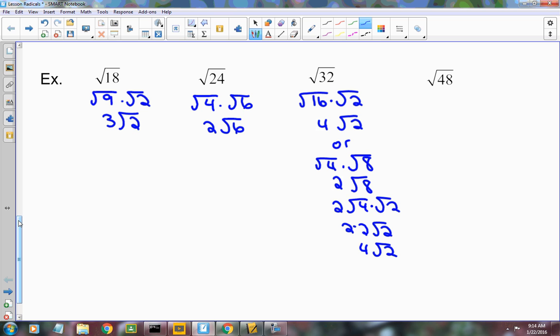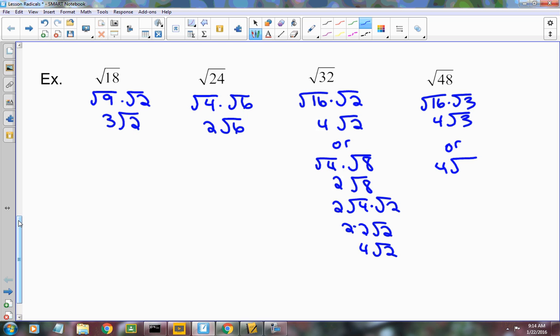What about 48? But 6 and 8, neither one of those are perfect squares. Okay, 16 and 3 is your biggest, right? Which would be 4 radical 3. What did you say? Okay, and 4 and 12 would work. Again, it might take you a few steps.